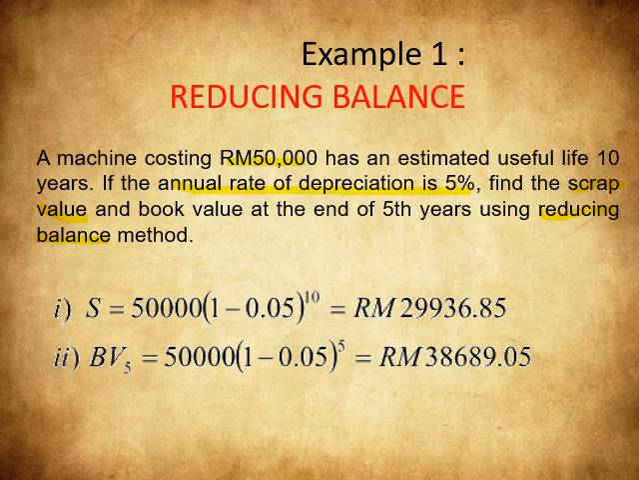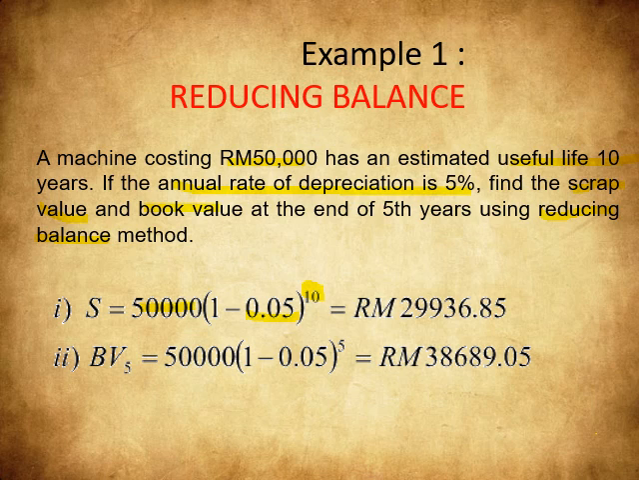This is our cost of 50,000, 1 minus R. R is the rate of depreciation, 5%, 0.05, to the power of the useful life. Useful life is 10 years, so power of 10. Okay, we use a calculator to get the answer.